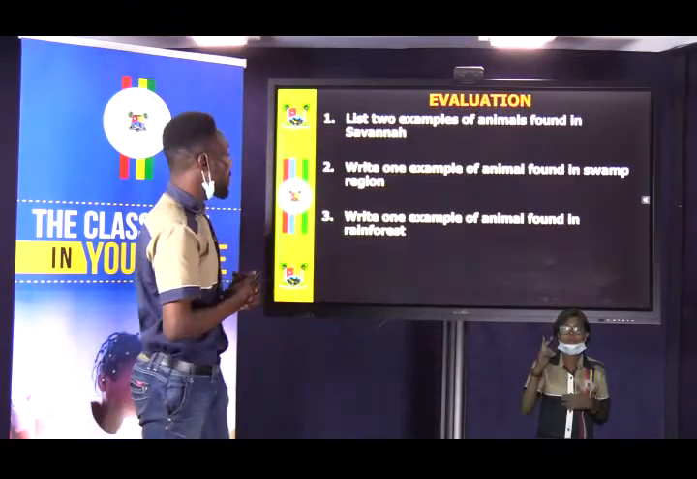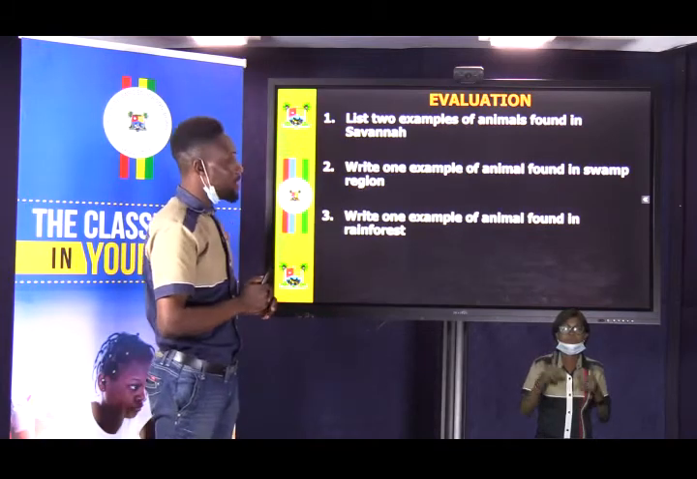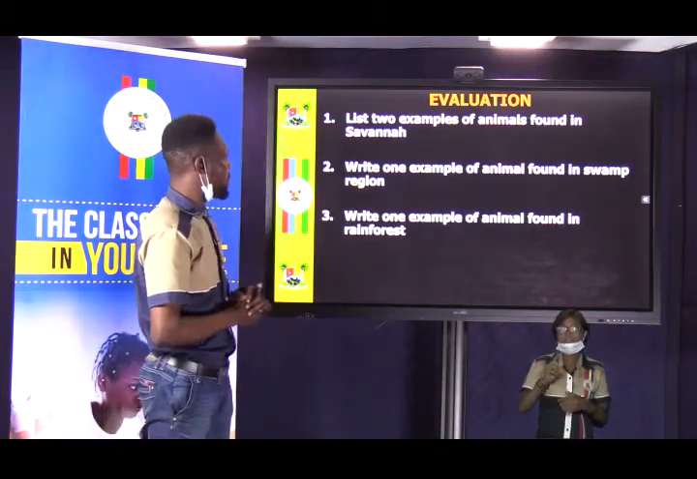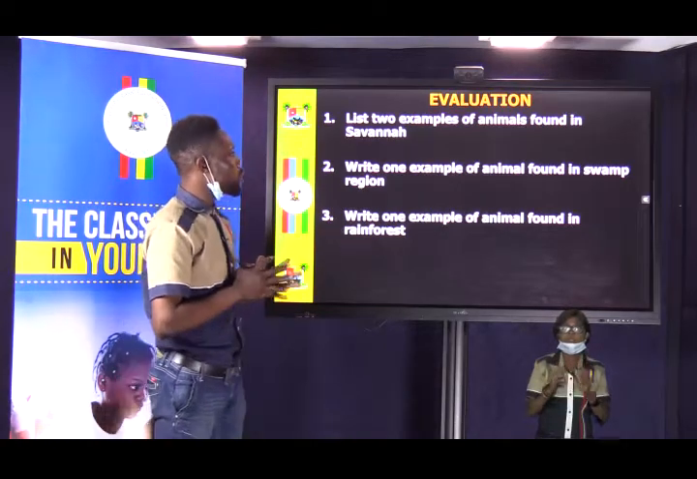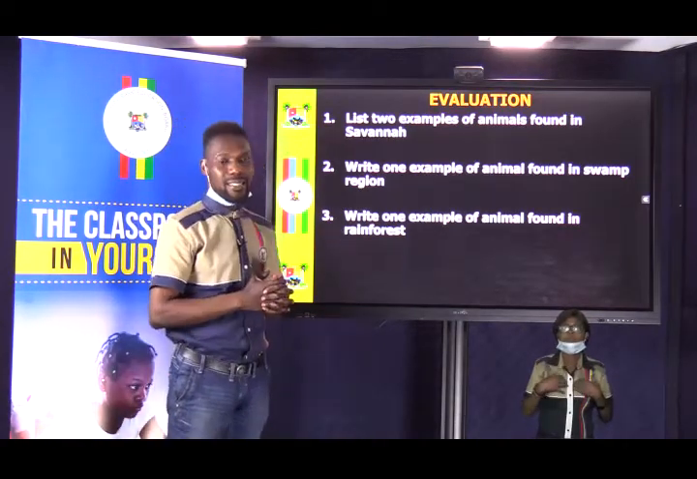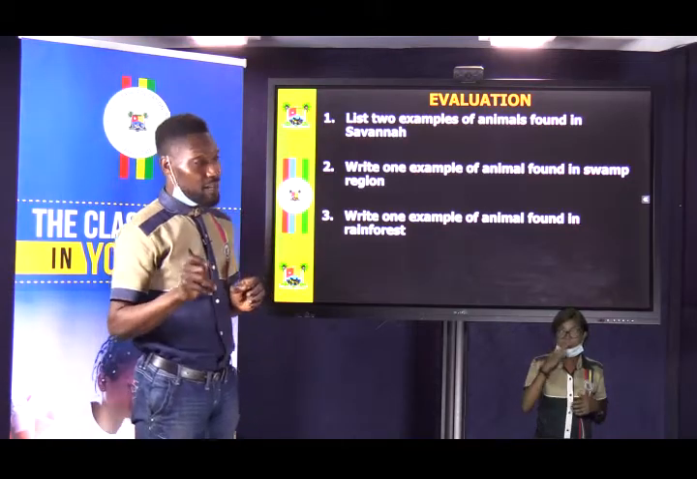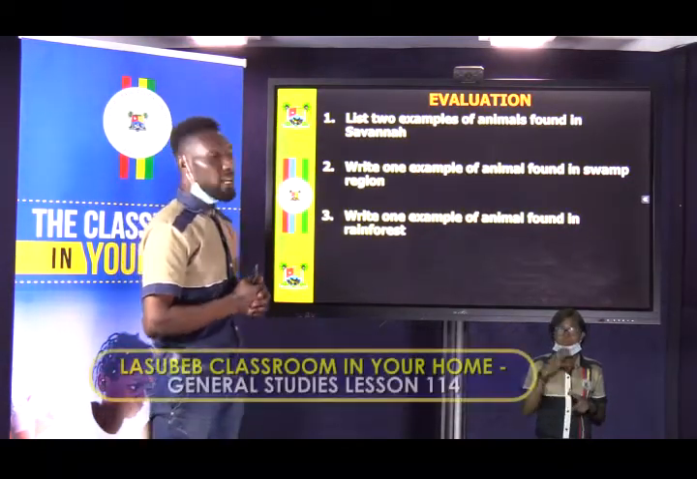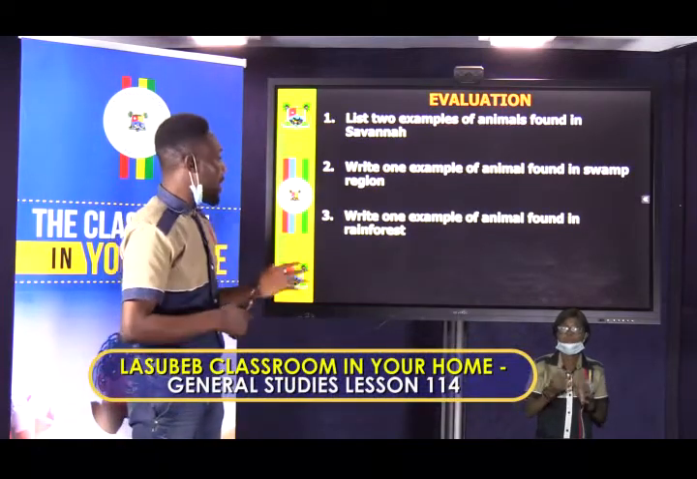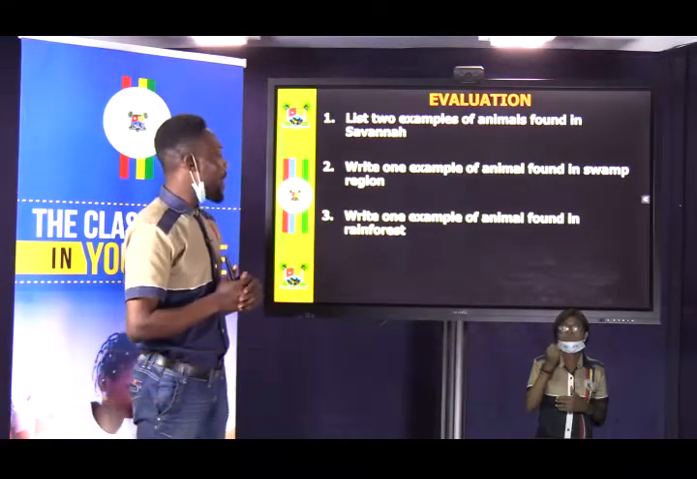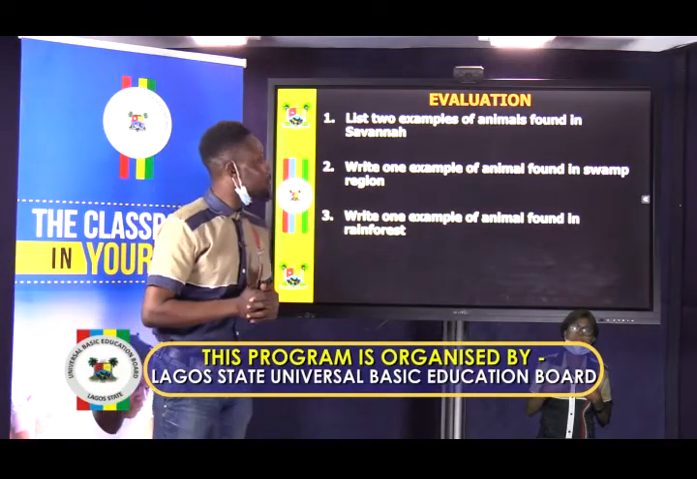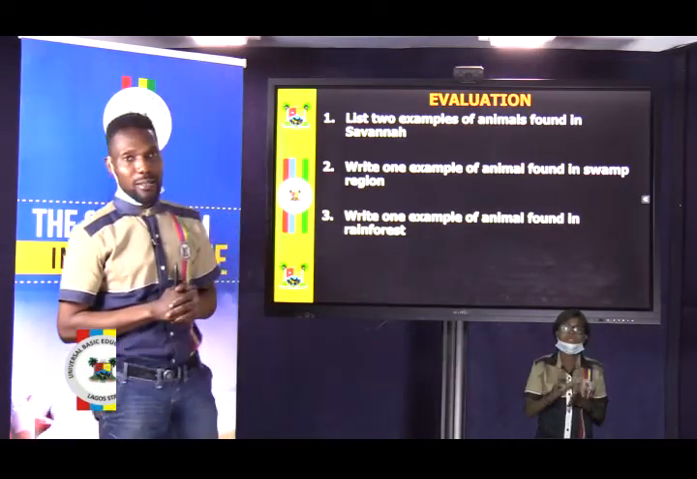Now I have just 3 questions to test you on what we have learned today. The first question: list 2 examples of animals found in savanna. Don't forget, savanna. The second one, write 1 example of animal found in swamp region. And lastly, write 1 example of animal found in rainforest. You have just 40 seconds to attempt this.